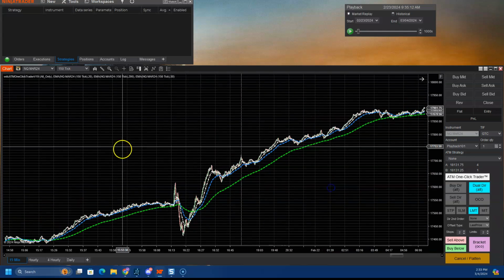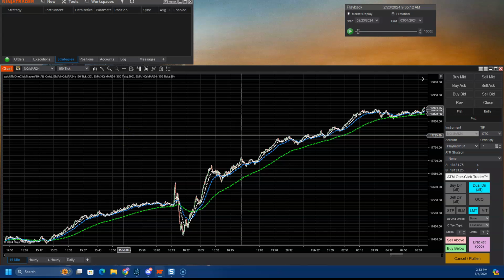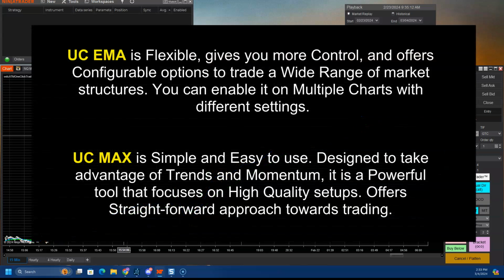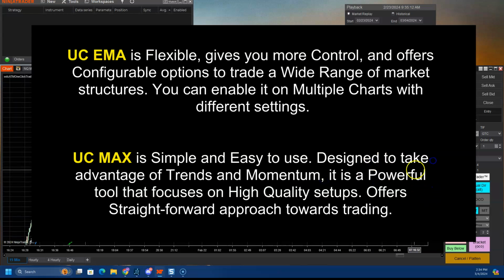UC EMA has changed a little bit because we have added the reverse button, and we have added the above and below button, to control the distance, whether you want the trades above the distance or below the distance, right? So yeah, I think those are the differences. So figure out what you like in the two, something that fits your routine, fits your style, fits your personality, and then make that decision.